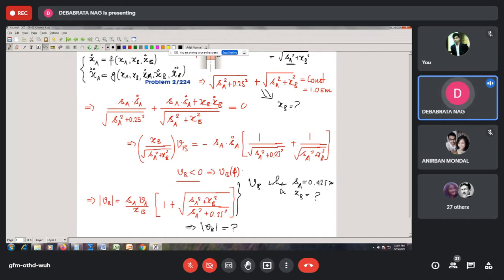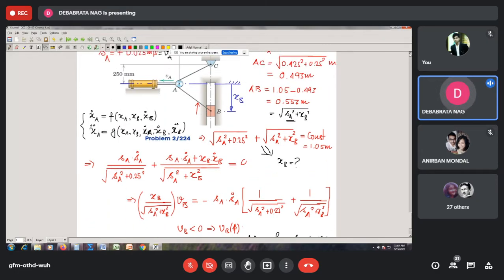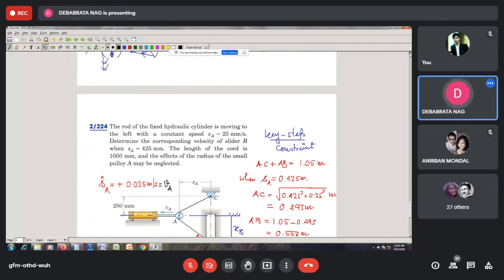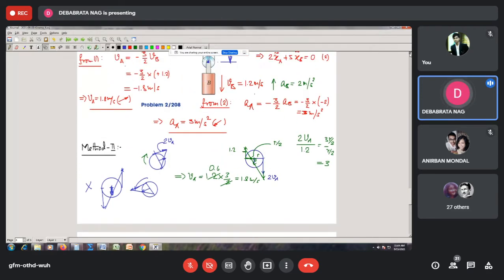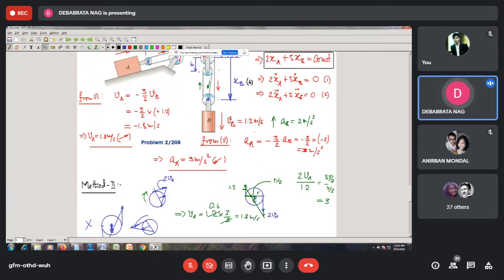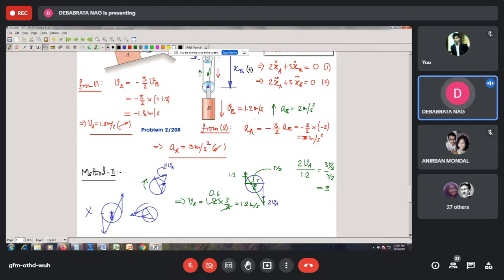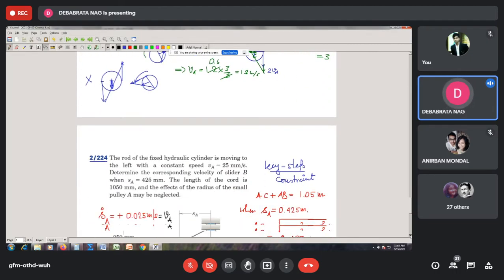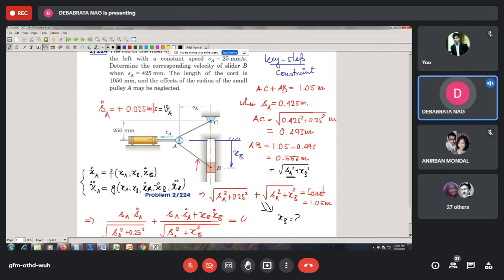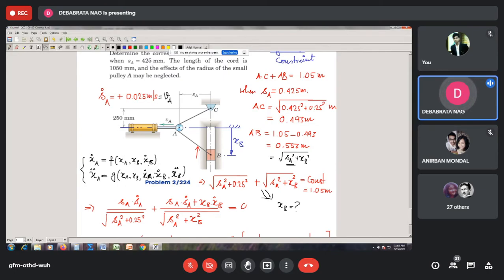So you should not always expect that you will have a very simple sort of relationship. For example, the velocity and accelerations here are very simple because they only depend upon the acceleration of the other. But what I am trying to say is that it may not be that the velocity of one will depend only on the velocity of the other.